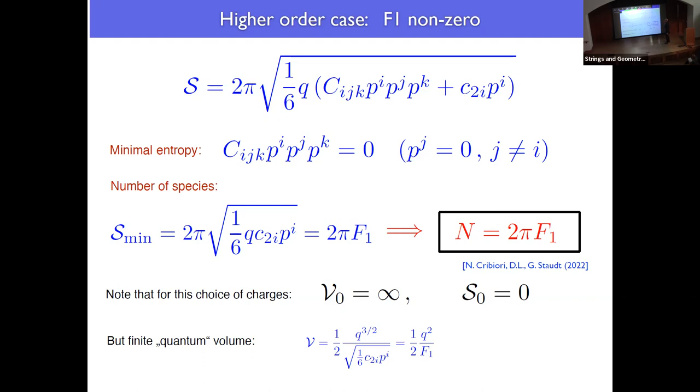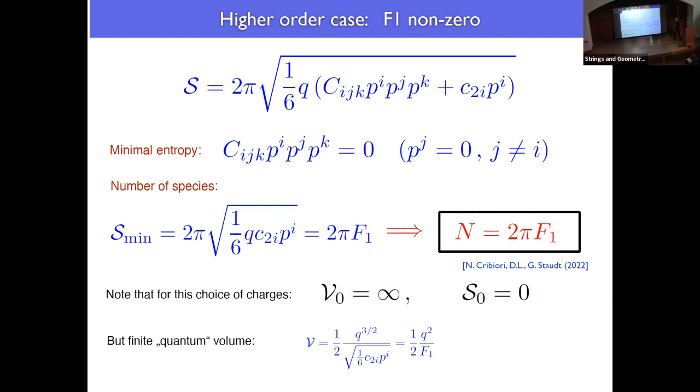So if we do this, say if we keep only pi in this expansion, we get as the formula for the minimal entropy this precise expression, that basically only the second term survives. And now if we compare with the definition of the L1, this minimal entropy is precisely 2 pi times L1. And therefore, we conclude that the number of species is 2 pi times L1, which precisely agrees with the previous paper I have mentioned before.